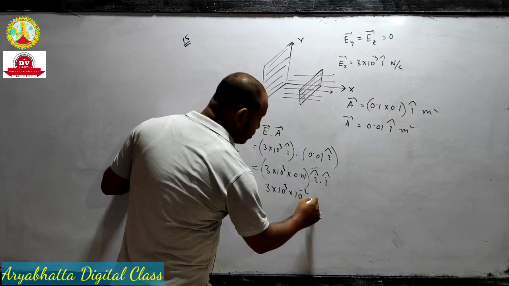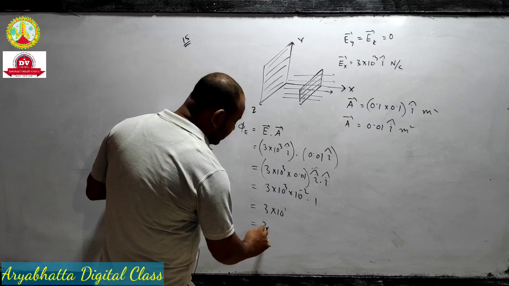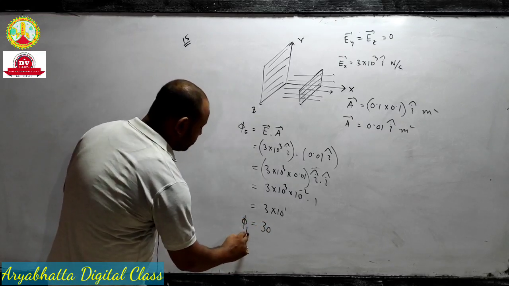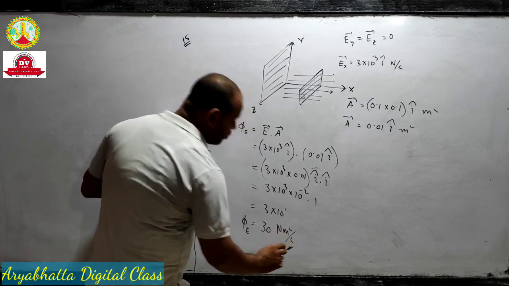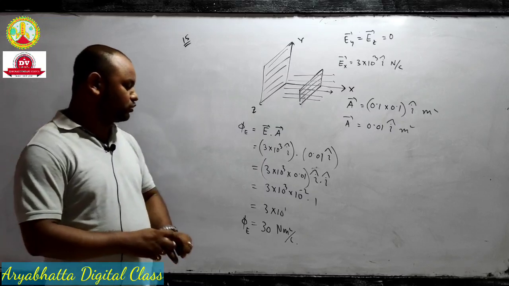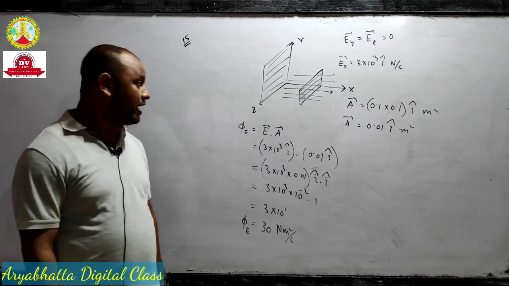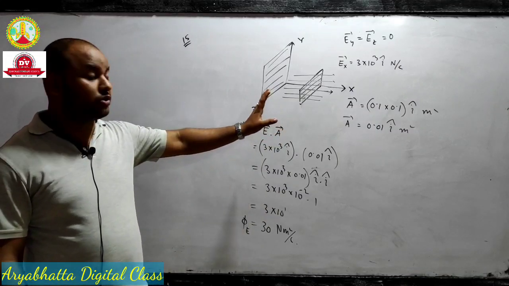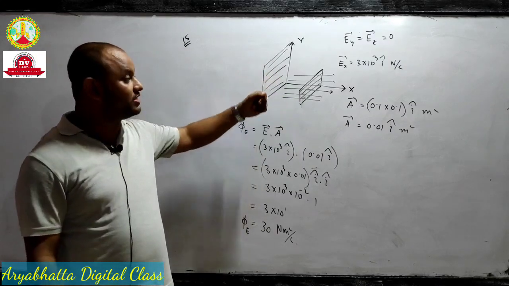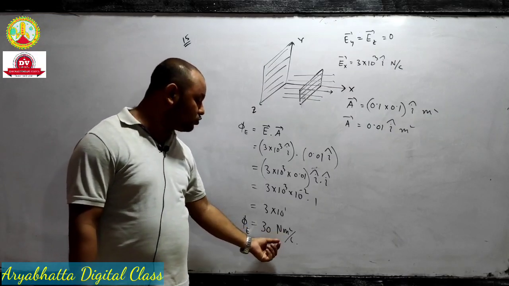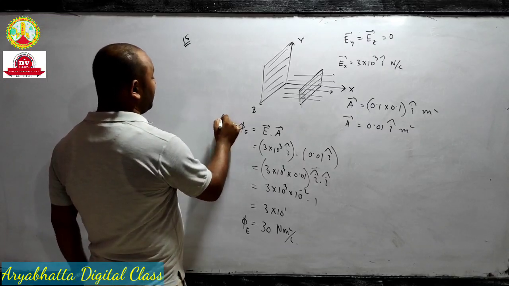So i cap dot i cap is equal to 1. So 3 into 10 to the power 3 minus 2 will be 10, so the total flux will be 30. What will be the unit? Newton meter square per coulomb. The value of electric flux through the square surface of side 10 centimeter, which is parallel to the YZ plane, is 30 Newton meter square per coulomb. So this is question number 15A.